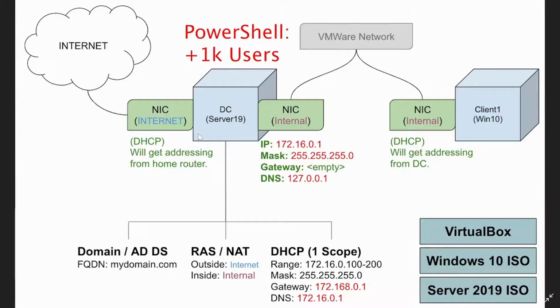We have NAT configured, DHCP is connected to the internal network, and the last thing on our list is to create the machine. So internet, internal NIC, we just created the domain, the remote access, and the DHCP with the IP address scope.